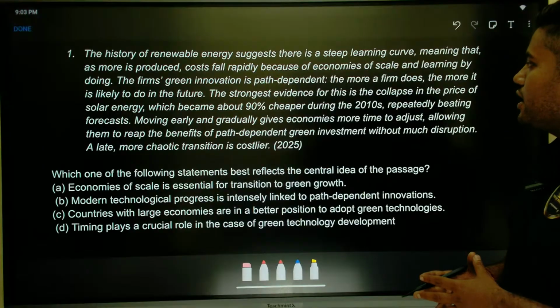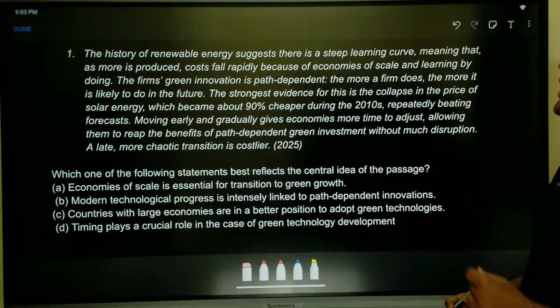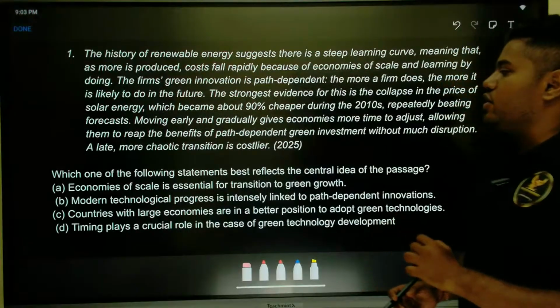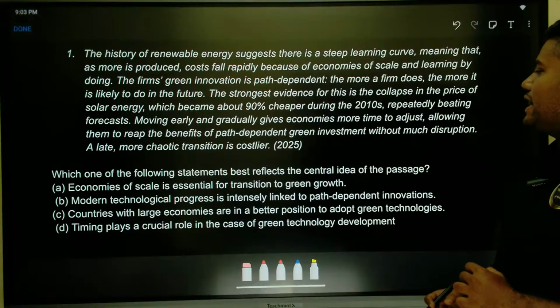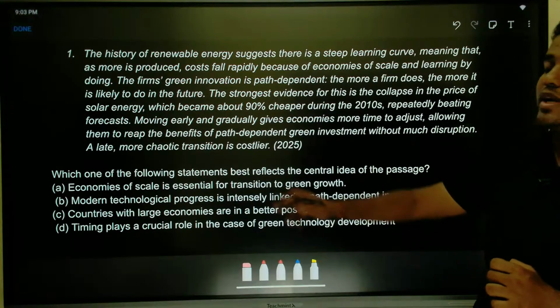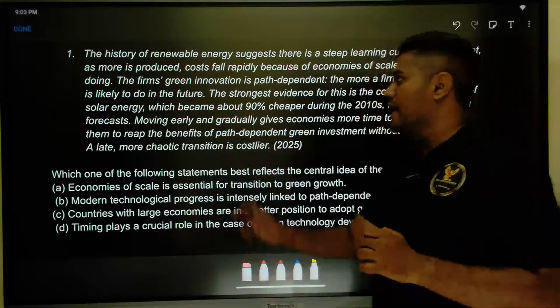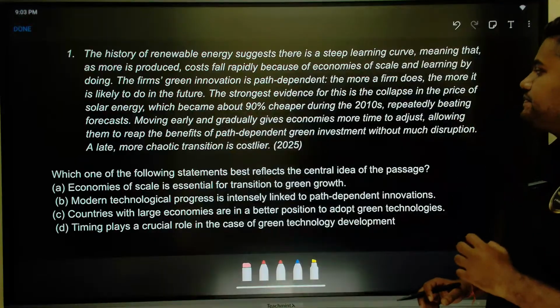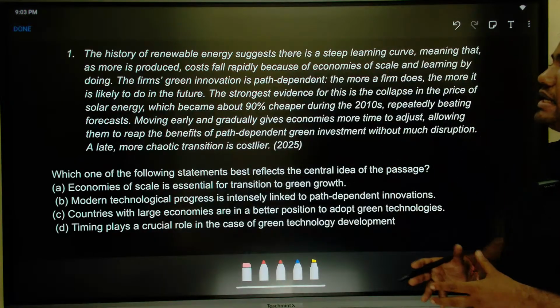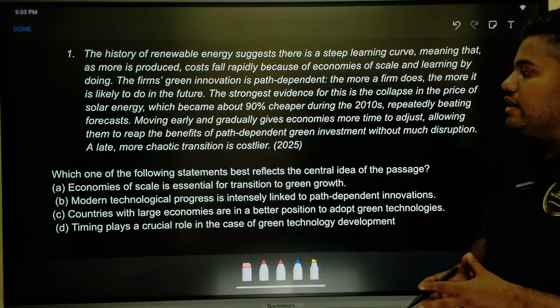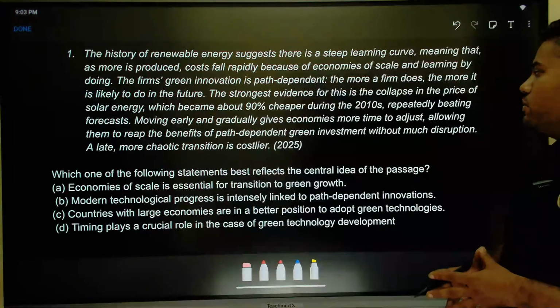What are the paths he's talking about? The more a firm does, the more it is likely to do in the future. The strongest evidence for this is the collapse in the price of solar energy. What has happened? The price of solar energy has dropped as much as 60% cheaper during the 2010s, repeatedly beating the forecast. Moving early and gradually gives economies more time to adjust.